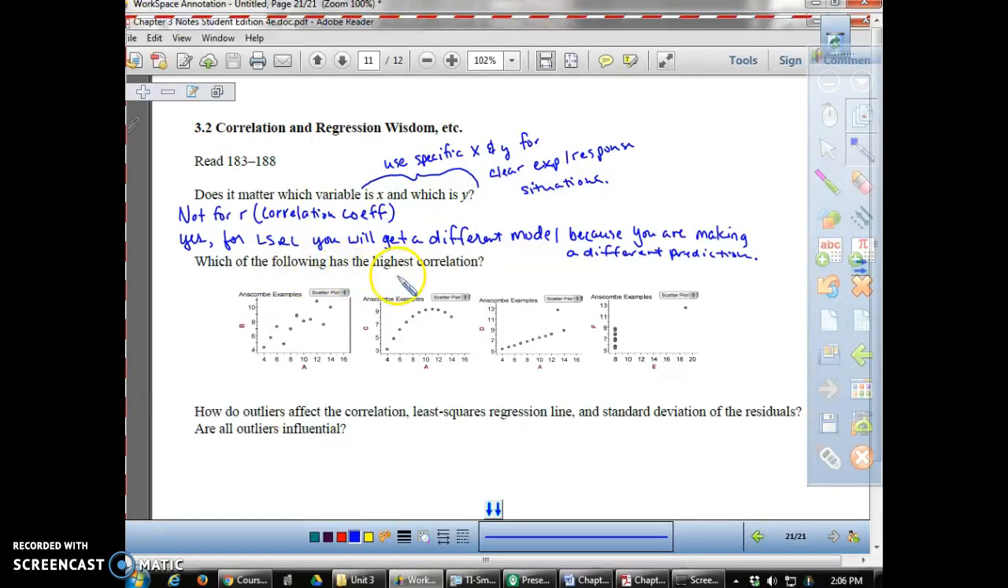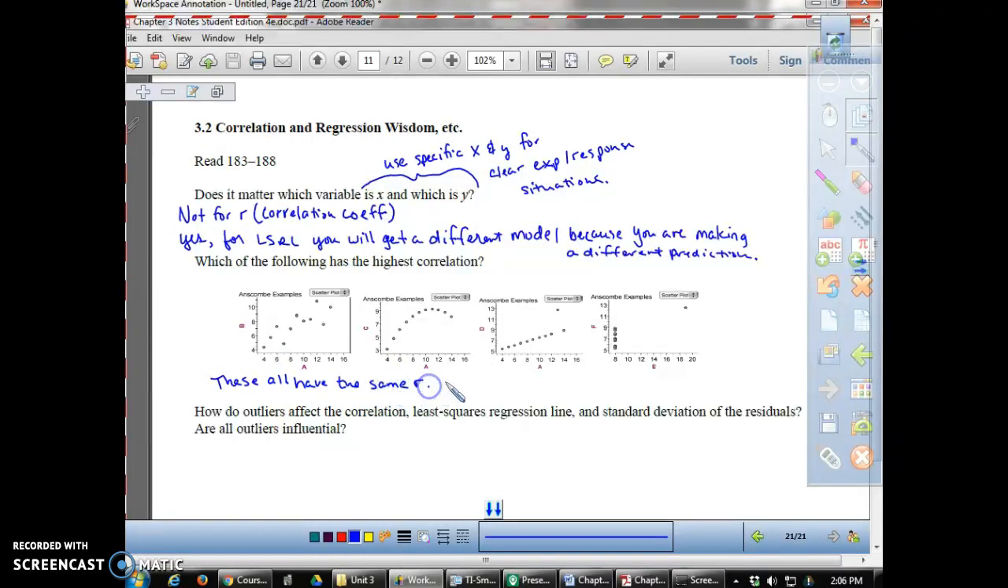All right, so which of the following has the highest correlation? Some of you may look at this and say, oh, maybe this one because there is a linear pattern there. You probably wouldn't think it'd be that one. Might be this one, but you have the one outlier. Probably not this one. But the bottom line is, believe it or not, these all have the same correlation coefficient. These all have the same R.